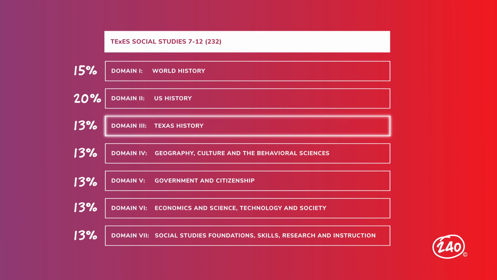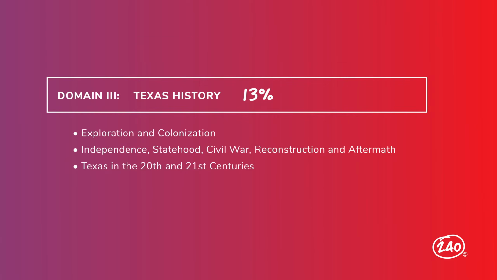Whew, okay, that was so much information. You're doing great. We've made it through the two largest domains, so it's all smooth sailing from here. Here we go with Texas history in Domain 3. Texas history questions heavily focus on key figures and events. You will need to know key figures from the initial European settlement to Texas independence and all the way through to Texas in the modern era.